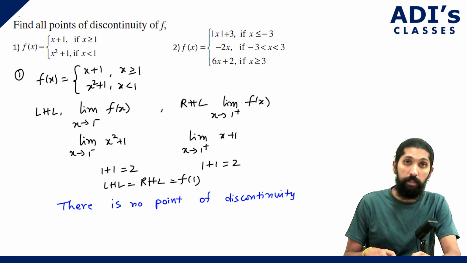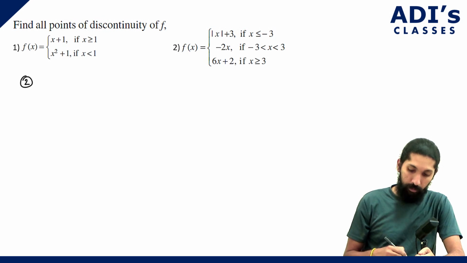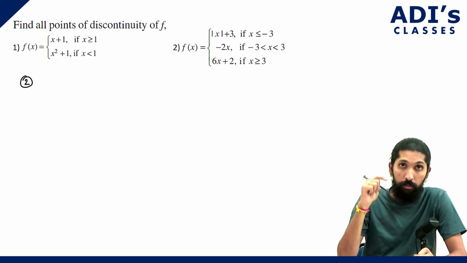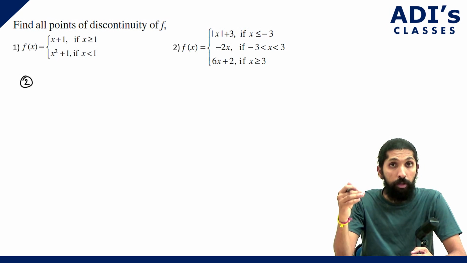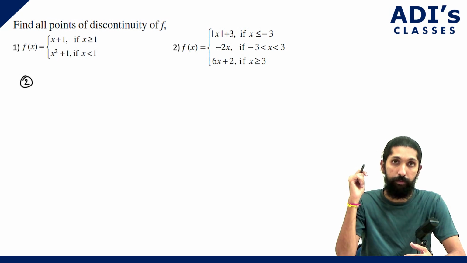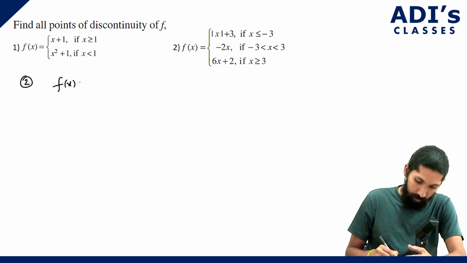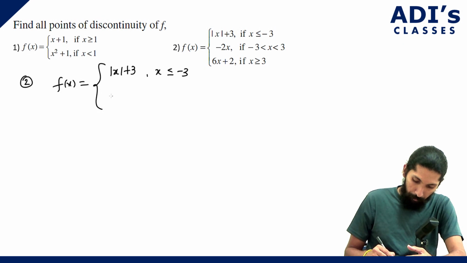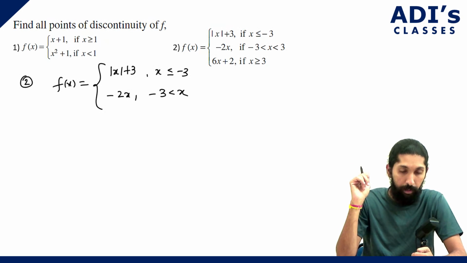Now let's solve the second one. Again you have three functions, with two break points here, minus 3 as well as 3. We need to solve it according to what we did in the previous two videos. First we take f of x as mod of x plus 3 when x is less than or equal to minus 3, and minus 2x when x is greater than minus 3. I'm splitting it into two parts.